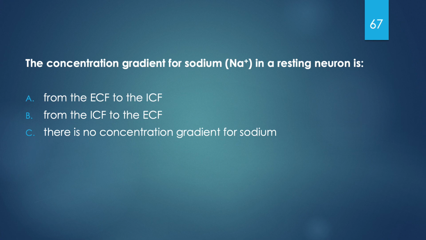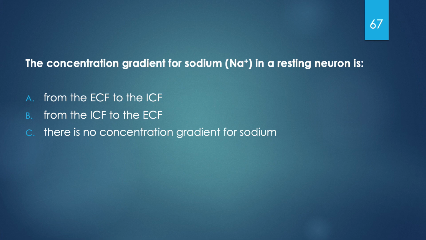The concentration gradient for sodium in a resting neuron is A, from the extracellular fluid to the intracellular fluid, B, from the intracellular fluid to the extracellular fluid, or C, there is no concentration gradient for sodium. Well, we know that we can rule out C for certain because we absolutely have a concentration gradient, and this is an important part of action potentials being able to be generated.